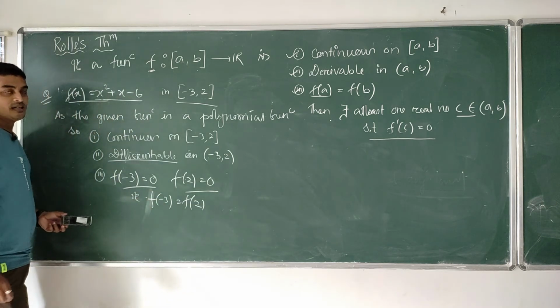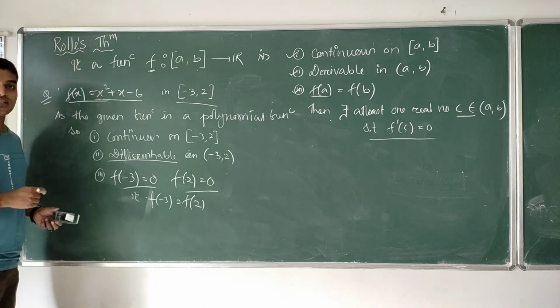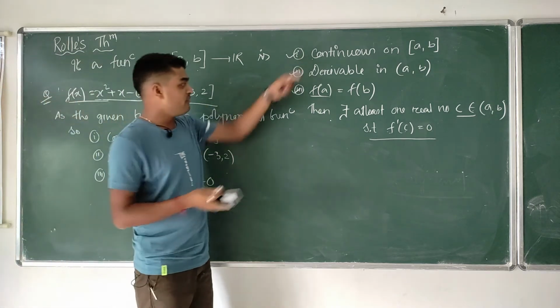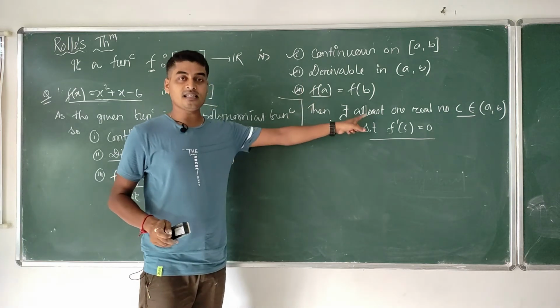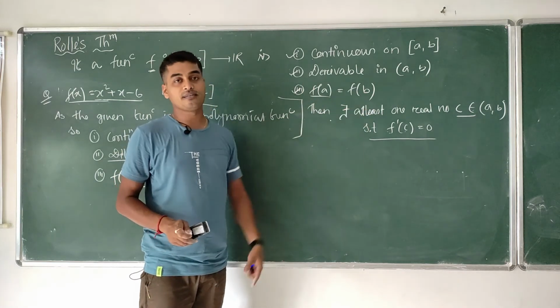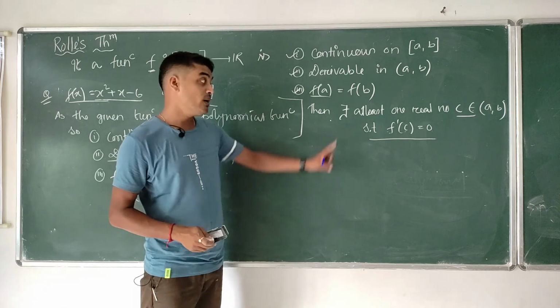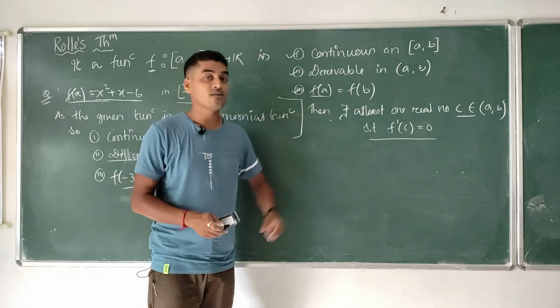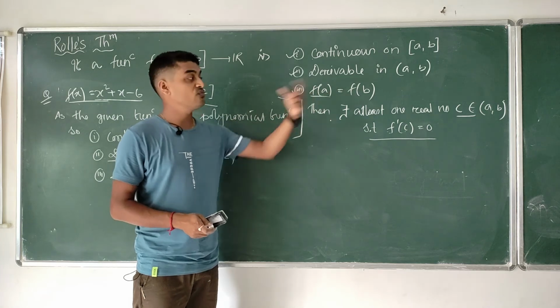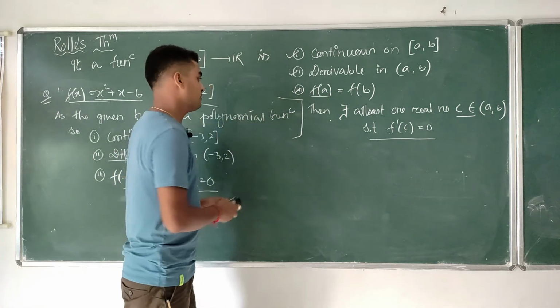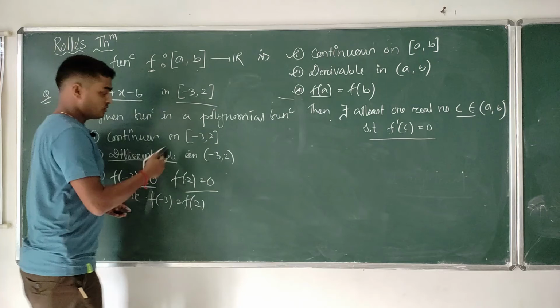Third condition satisfied. That means the function satisfies all the conditions of Rolle's theorem. If any function satisfies all the conditions of Rolle's theorem, then there exists at least one real number c in the open interval such that f dash c equal to 0. Now we have to find out whether the c is there or not. Three conditions are satisfied. Now our aim is to find the value of c. How can I find it out? Okay, so pause the video to note it down.